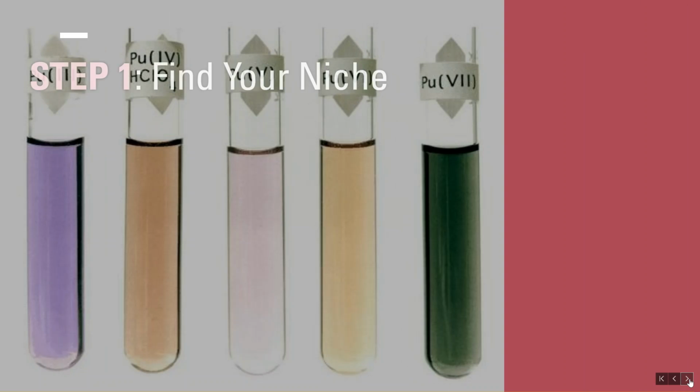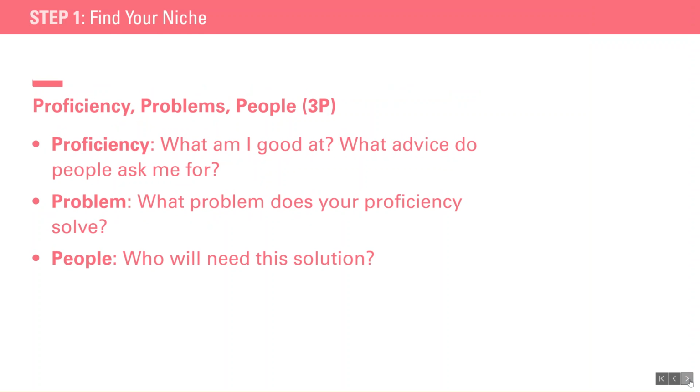So the first step is basically to find your niche. When we talk about finding your niche, a framework that I like best is the 3P framework, and that goes into proficiency, the problems, and the people. We start off with proficiency and ask ourselves, what is it that I am good at, and what kind of advice do people ask me for? That will be your starting point.